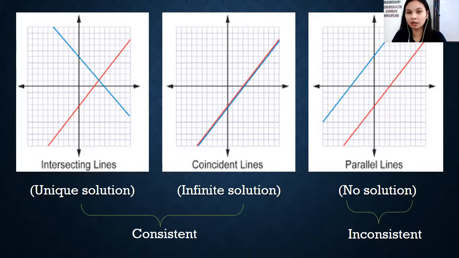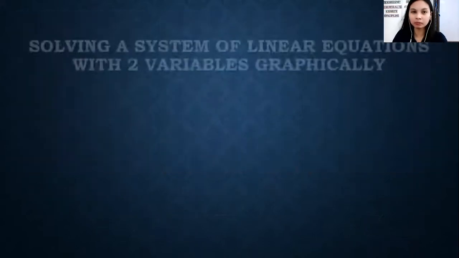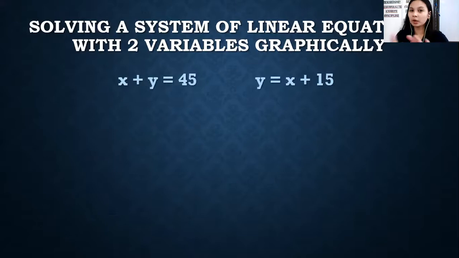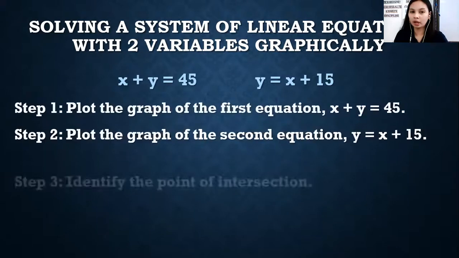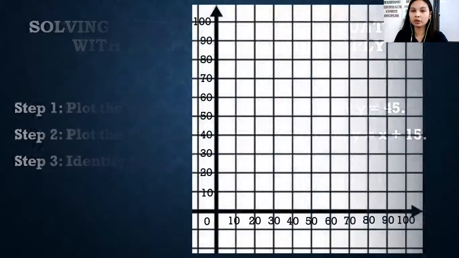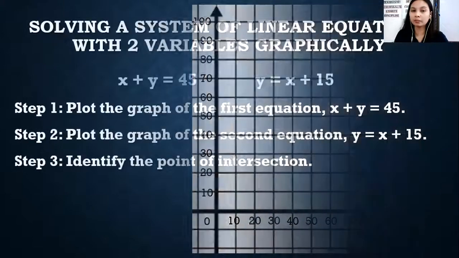Let's have an example: solving a system of linear equations with two variables graphically. We have x plus y equals 45 and y equals x plus 15. These are the steps. I won't read them since I will discuss them anyway. We will still solve this.